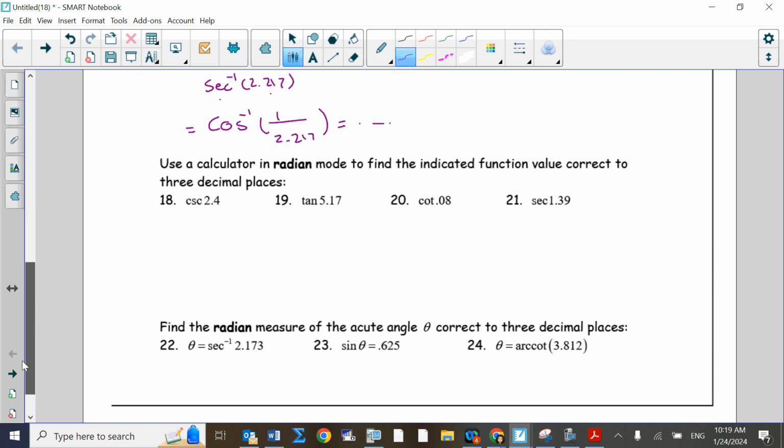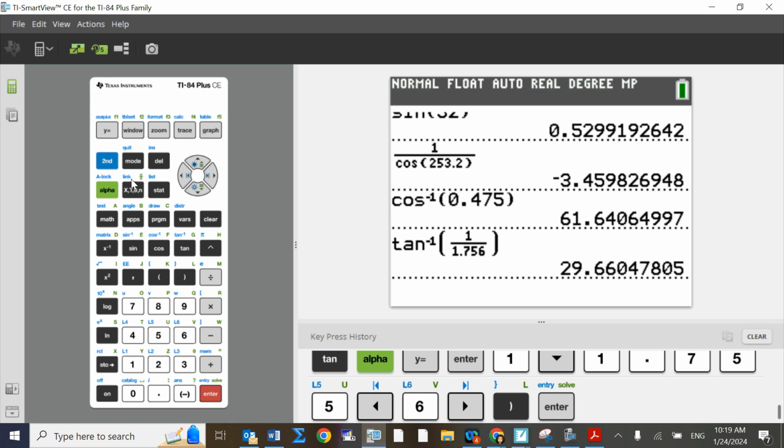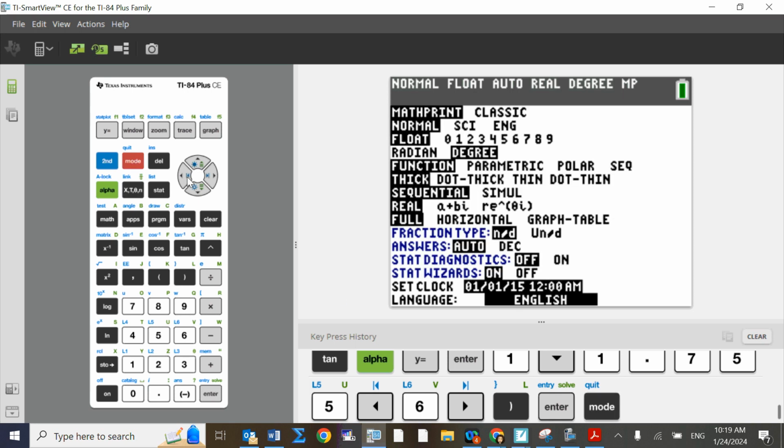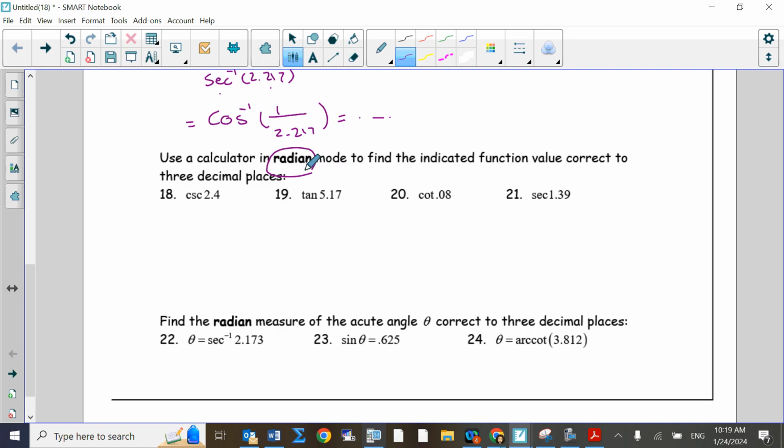All the other questions down here also, we're going to do the same thing, except that make sure your calculator is in radian mode. That means you change the modes here from degrees to radian. Make sure you highlight radian, enter on that, and your calculator is in radian mode. And then just do the same thing that we did before to solve these questions.